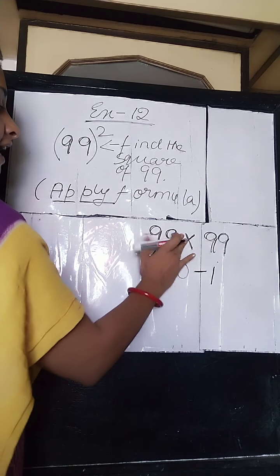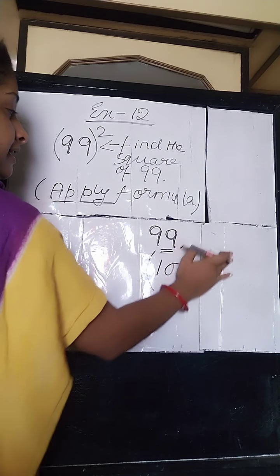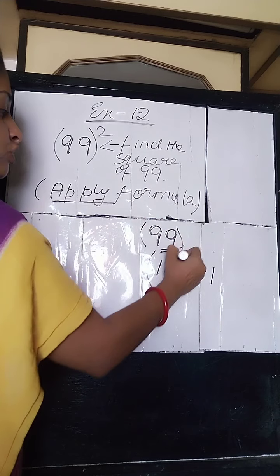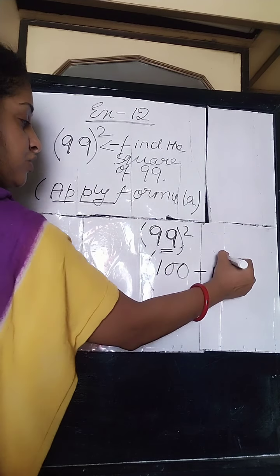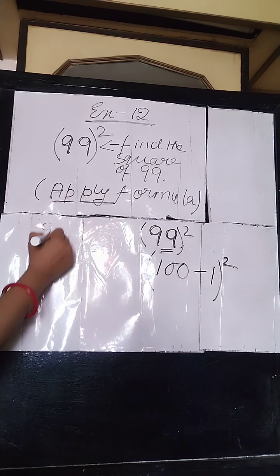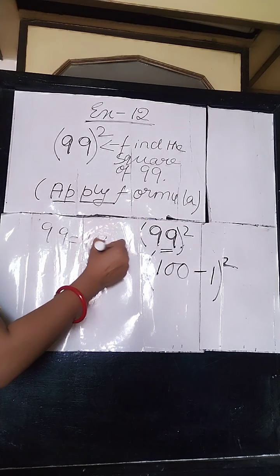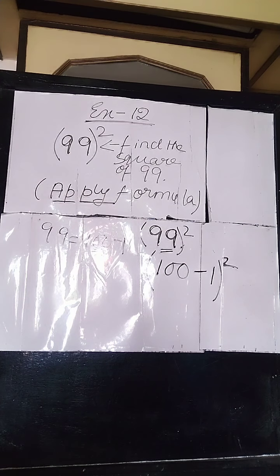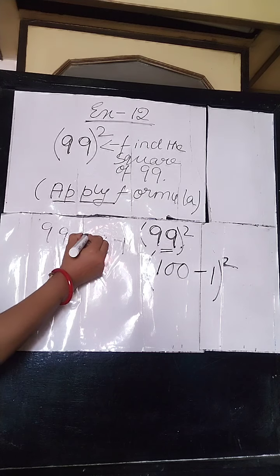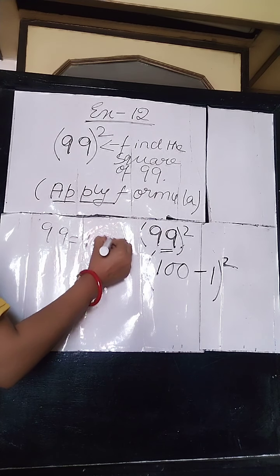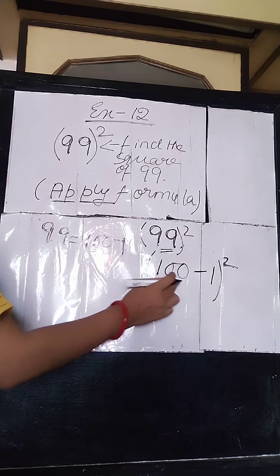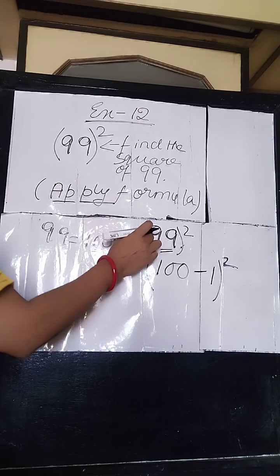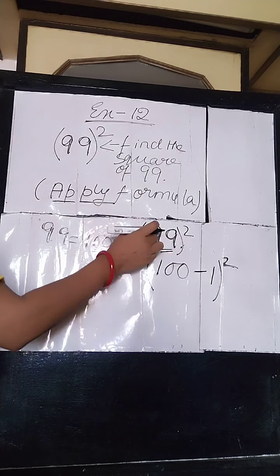So instead of finding 99 square, we can write it as the square of 100 minus 1, because 99 is equal to 100 minus 1. It is nothing but the subtraction of 1 from 100. So we will subtract 1 from 100 and find the square of it, because this is equal to 99. 100 minus 1 is equal to 99.